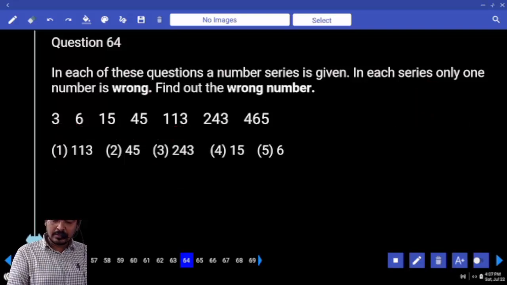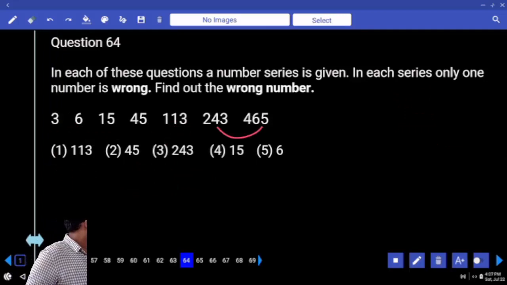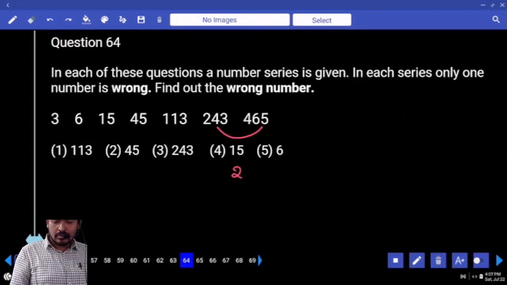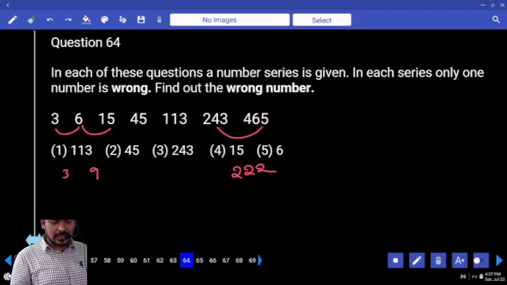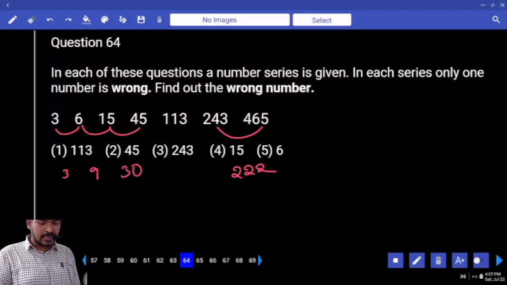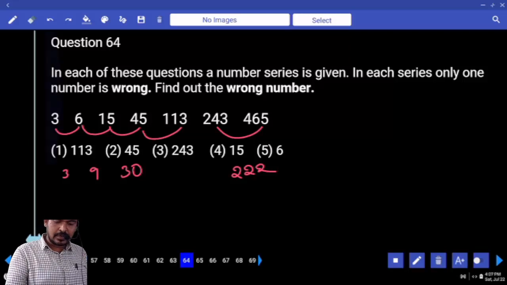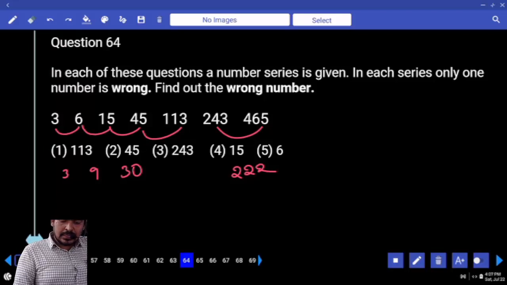What is the last one difference? Last one difference 2. 20 2 around. Triple 2 around. What is the first one difference? 3. Second 9. Next one 30. 3 becomes 9. 9 becomes 30. And 45 becomes 113. Difference 68.